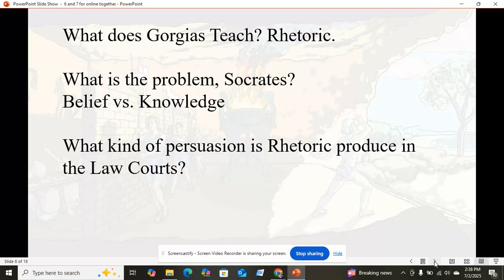And Socrates asks him, so does it produce persuasion according to knowledge or persuasion according to belief and opinion? And Gorgias himself says, no, it produces belief, not knowledge. So it draws someone to your opinion, apart from any real knowledge that they might or might not have. This is the problem for Socrates because he believes that Athens has been a corrupt and corrupting and corrupted society, and it's growing more and more so.